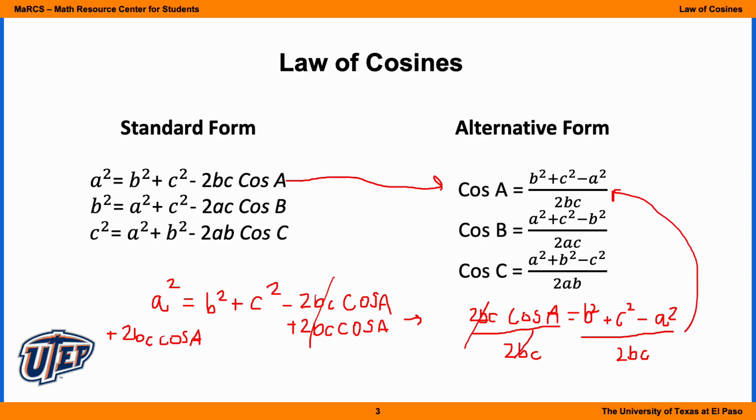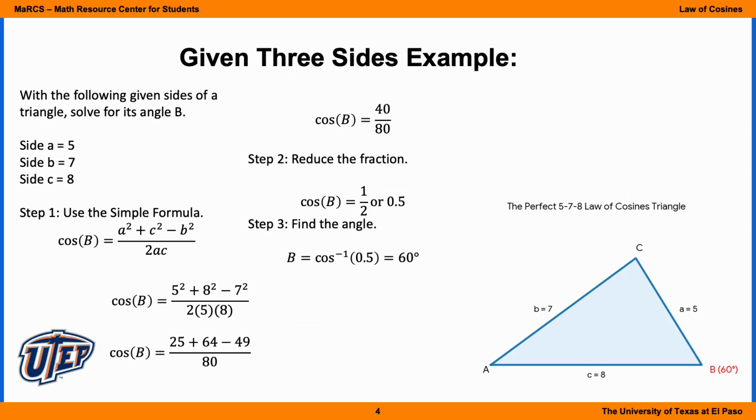And then you just repeat the process for the other two forms. Now depending on what you're given and what you're told to solve for, that'll dictate which form you'll be using. So for our case, we are told to solve for the angle B, and we are given the three sides. Side a has a length of 5, side b has a length of 7, and side c has a length of 8. So we can use the formula: the cosine of B is equal to a squared plus c squared minus b squared, divided by 2 times a times c.